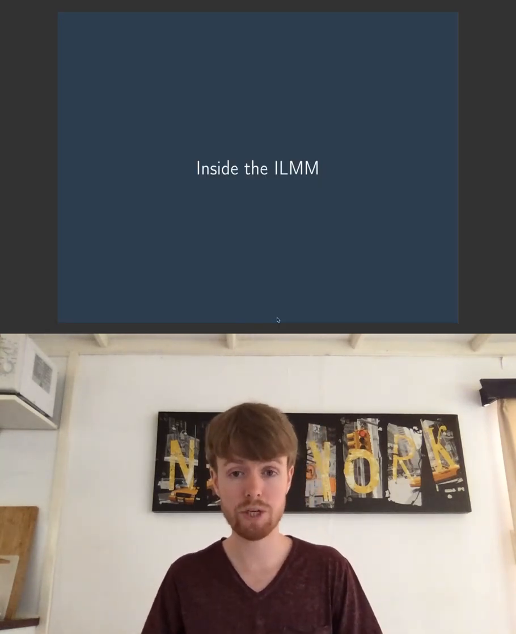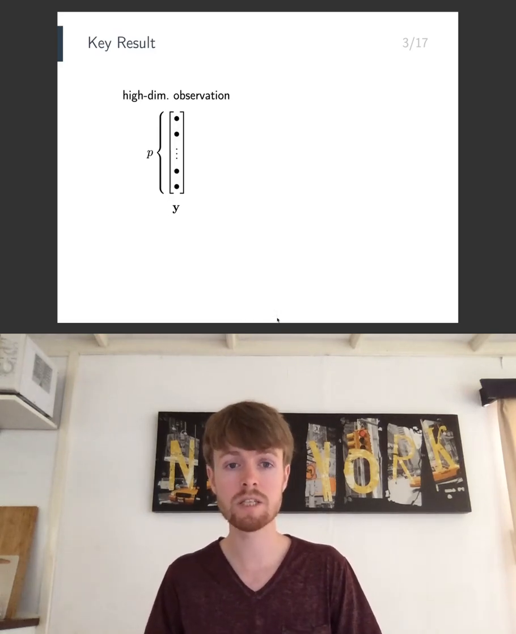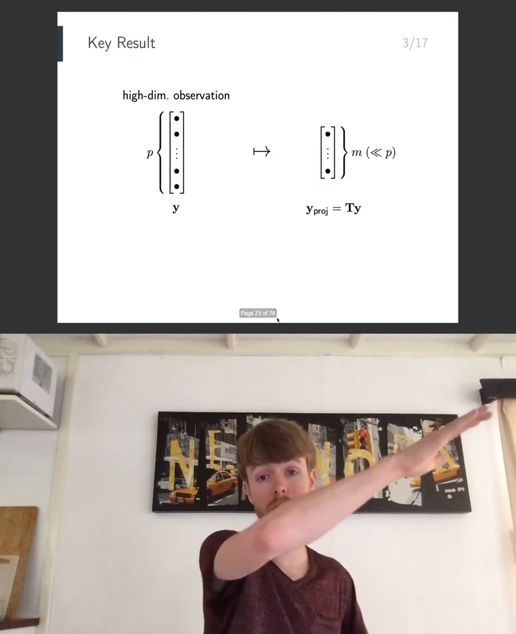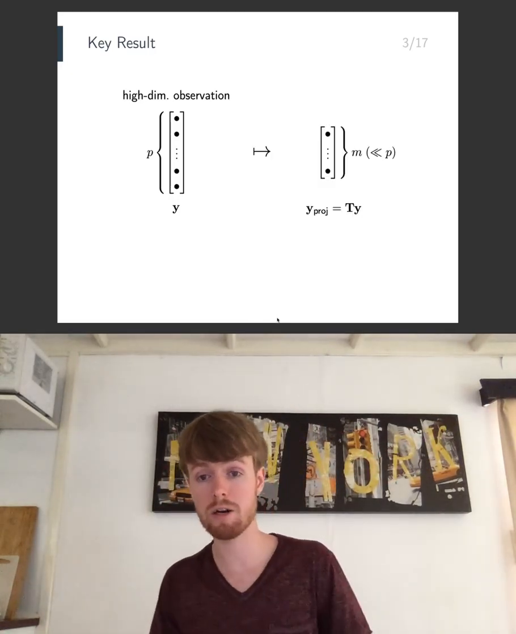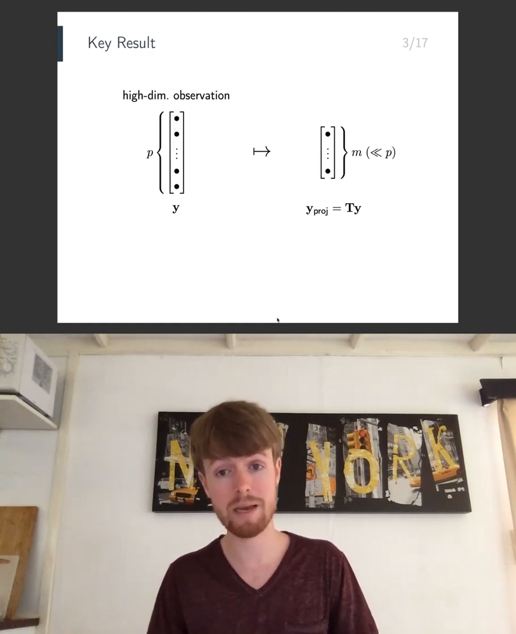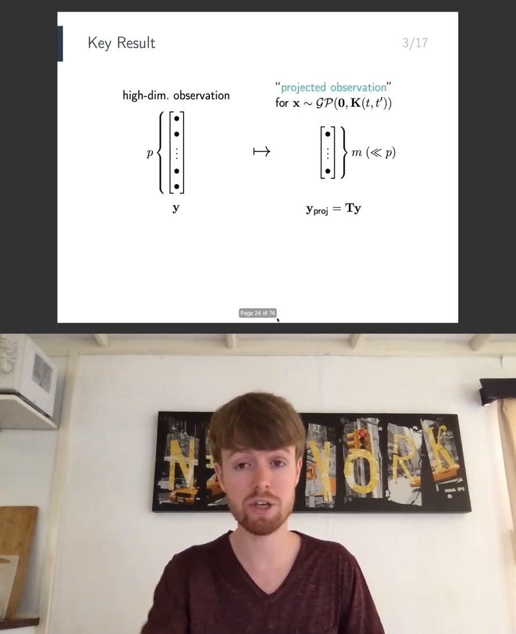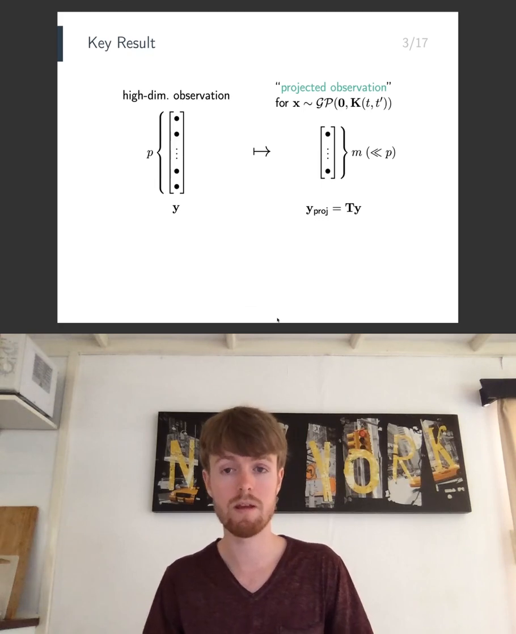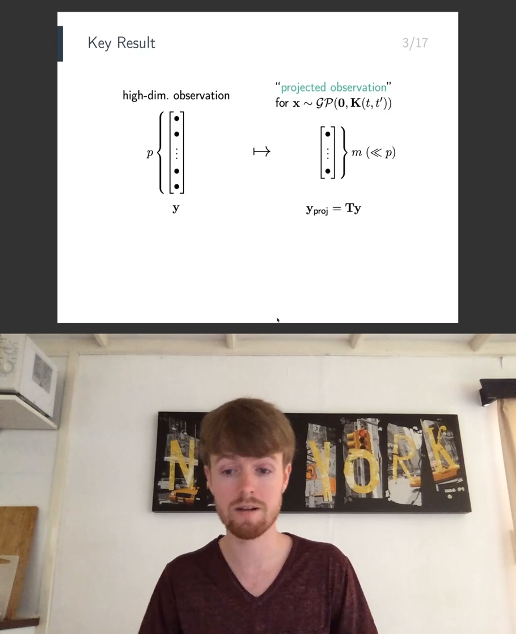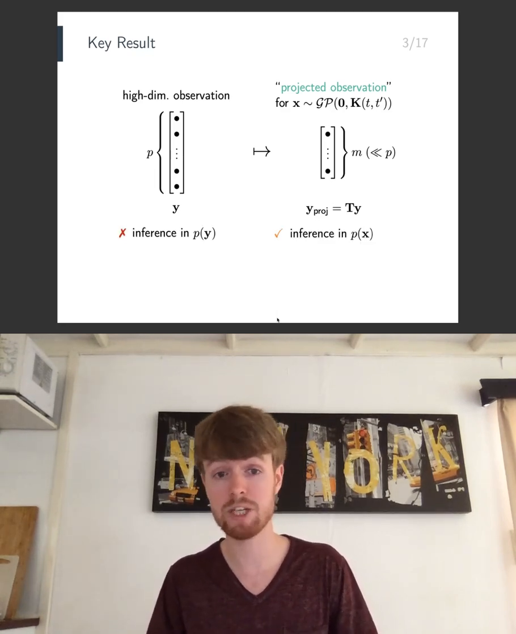We're going to derive our intuition from the following key result, which is based on a projection of the data. Consider an observation for the model, comprising p outputs. We're going to take this observation and project it down to m outputs, according to some transform t. We're then going to interpret this projected observation directly as an observation for the latent processes. This may seem unjustified, but if we do this, our lives are easier, because inference scales cubically in the number of outputs, and typically m is much less than p.